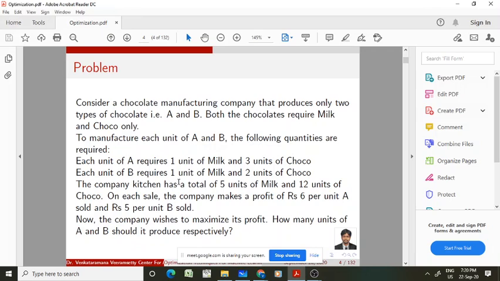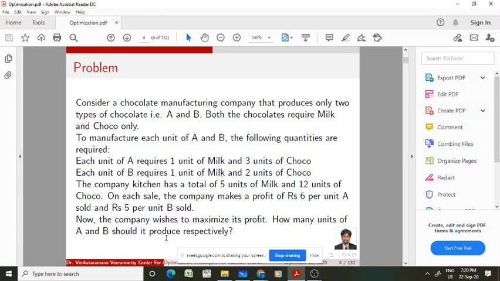So this is the optimization problem. Why is it called an optimization problem? You have to go to the last statement. Now the company wants to maximize the profit. Then how many units of A and B should it produce respectively?